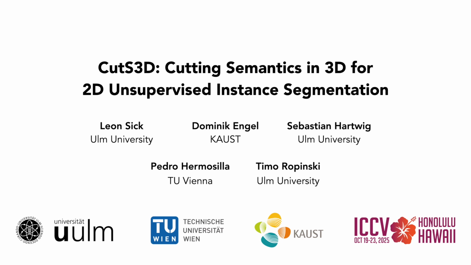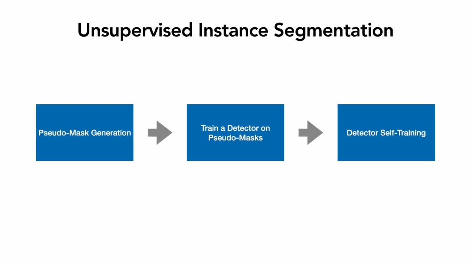In this video, we will present our work on CutS3D, cutting semantics in 3D, for 2D unsupervised instance segmentation. This is work by Leon Sick, Dominik Engel, Sebastian Hartwig, Pedro Hermosilla, and Timo Ropinski. Our contributions are split across 3 steps of our training pipeline.